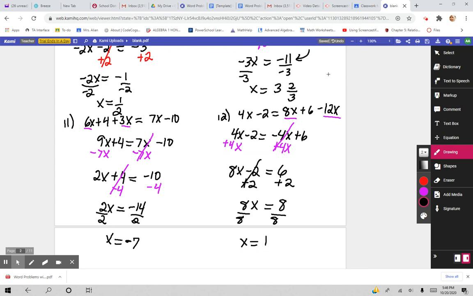Okay, any questions? All right, this concludes this lesson here on solving equations with variables on both sides.